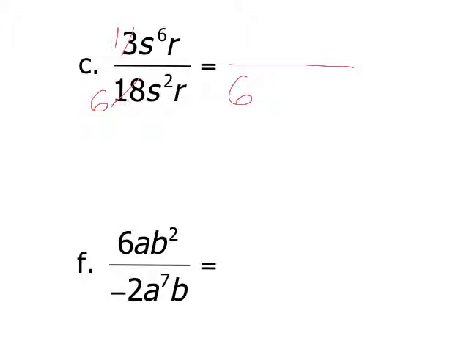All right, what about S's? I have S to the 6th on top, S to the 2nd on bottom. So my bigger exponent is on top. So I subtract and my answer goes where? On top. 6 minus 2 is 4, so I have S to the 4th up on top. What about my R's? They're the same, so they cancel out and they are gone. So R's are gone.